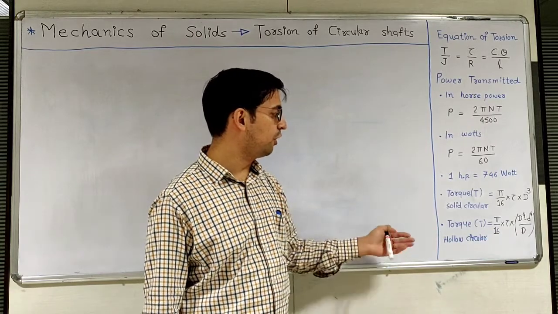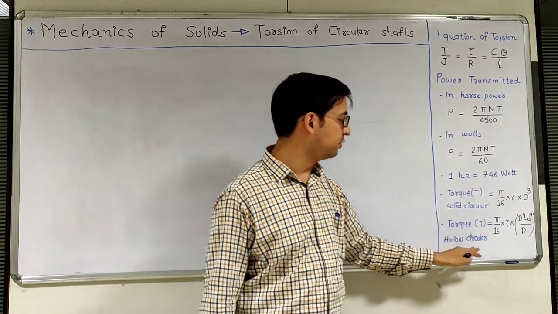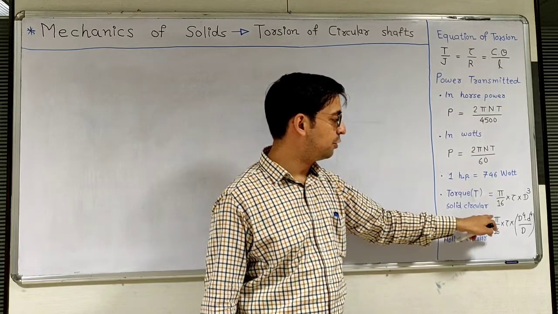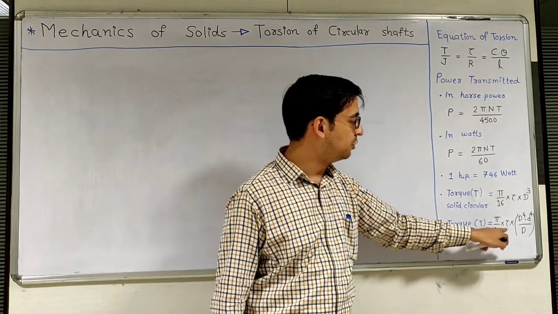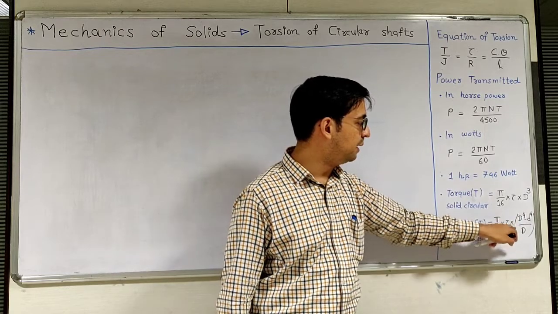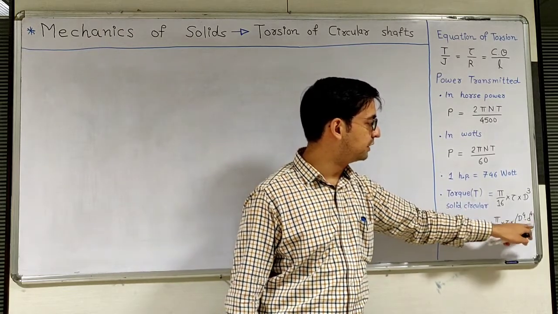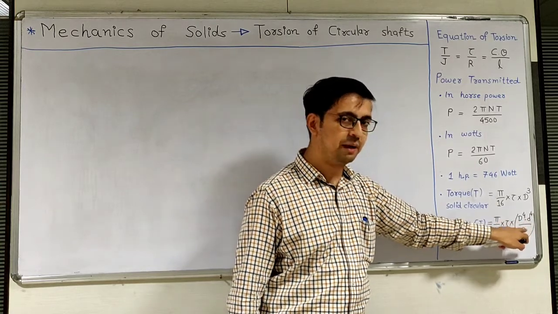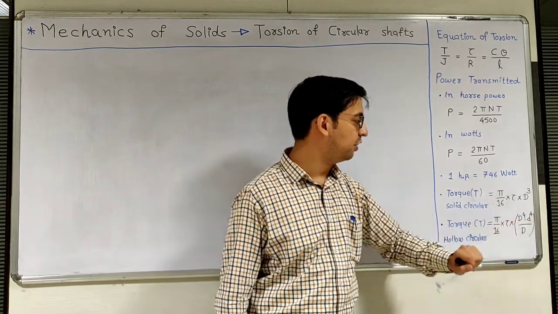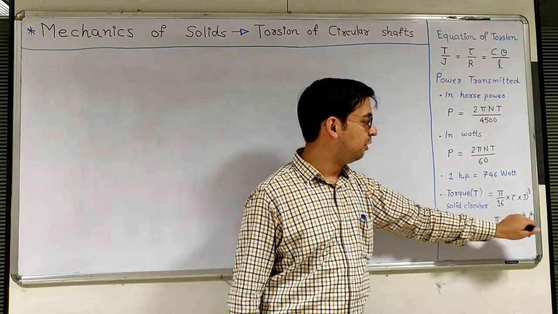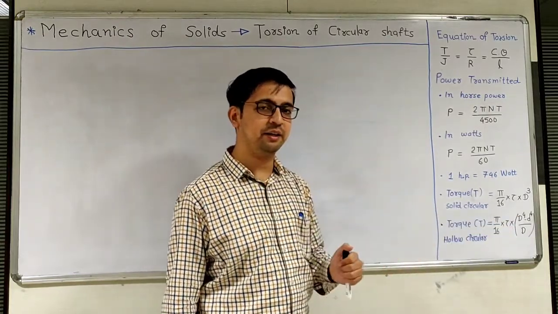Next is torque generated in hollow circular shaft. The equation is T equal to pi by 16 into tau into, in bracket, capital D raised to 4 minus small d raised to 4 divided by D, bracket close. Here capital D is the outside diameter and small d is inside diameter.